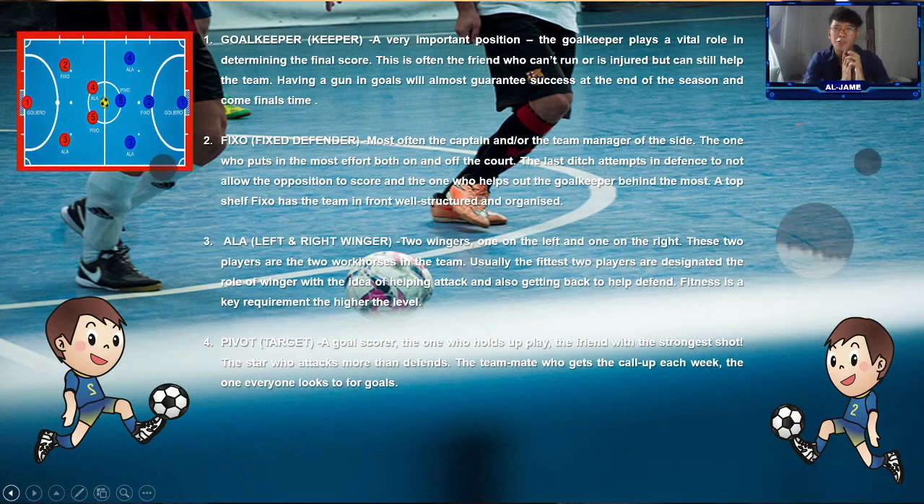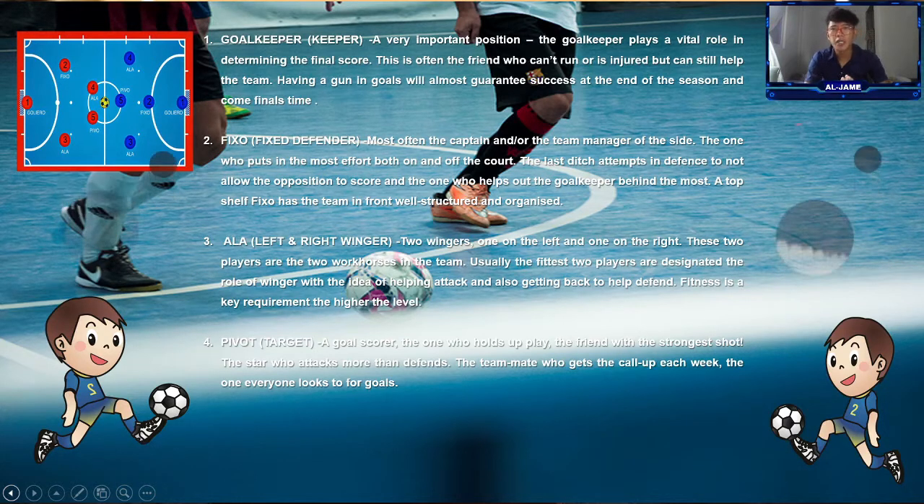So next is the fixo or fixed defender. Most often the captain and or the team manager of the side, the one who puts in the most effort both on and off the court, making last-ditch attempts in defense to not allow the opposition to score, and the one who helps out the goalkeeper the most. A top shelf fixo has the team in front well structured and organized.